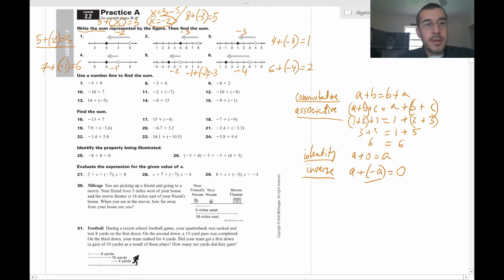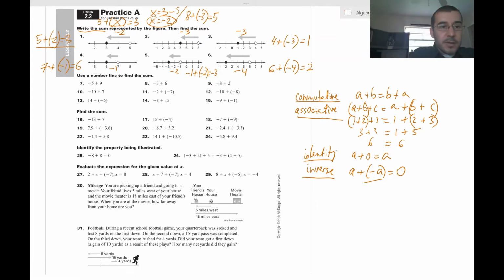Number 7 through 15, use a number line to find the sum. This is the same thing as 1 through 6. We have a number line. This is the 0. The positive numbers are to the right, and the negative numbers are to the left. So we start from minus 5: 1, 2, 3, 4, 5. So this is minus 5. Now we're adding 9 to minus 5.